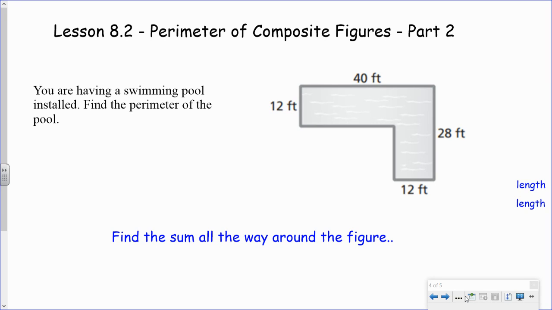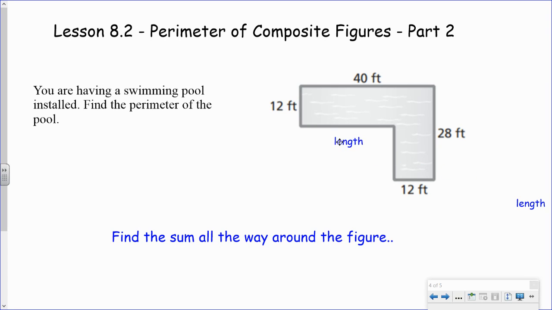So you can see I have the graphic of what the pool looks like, and we want to find the sum all the way around the figure to get the perimeter. If you notice, I have most of the sides, but I'm missing 2 of the sides. This is the most common mistake that kids make when they're working these problems, is sometimes they miss one of the sides and then their answer's off just by a little bit. So you have to make sure you get every single side.